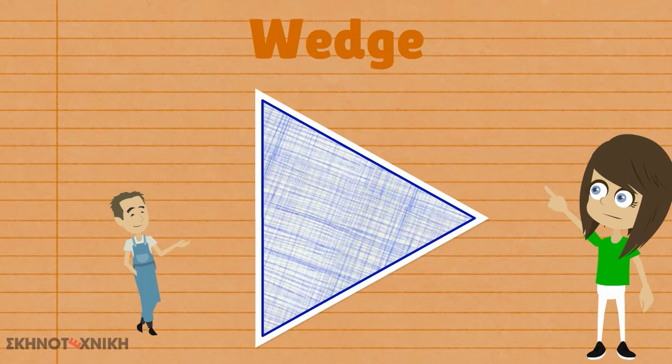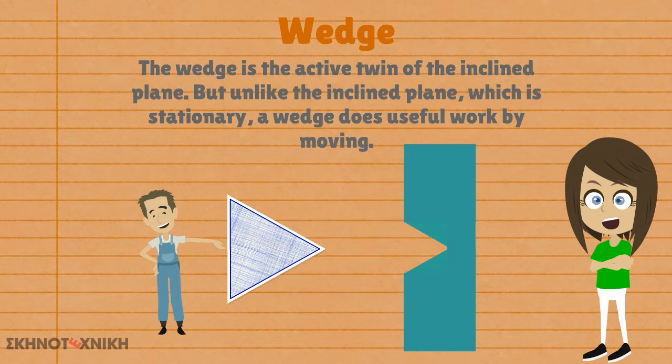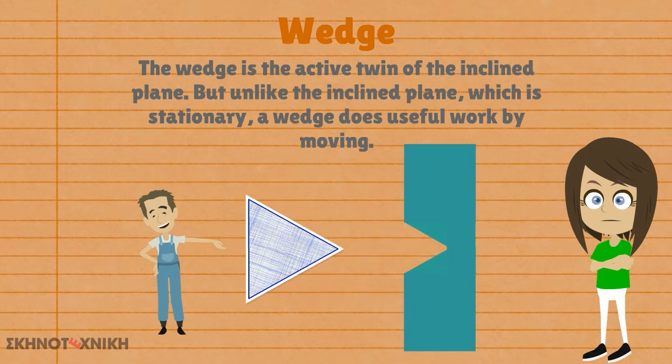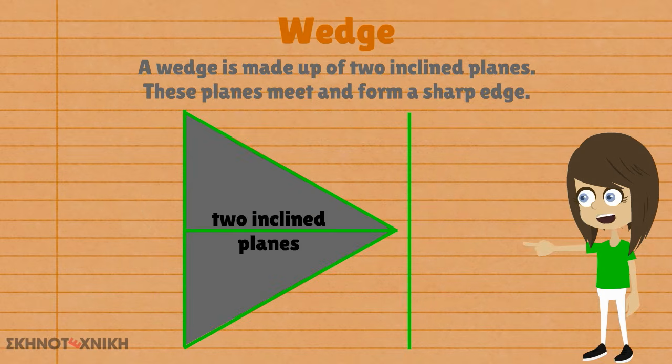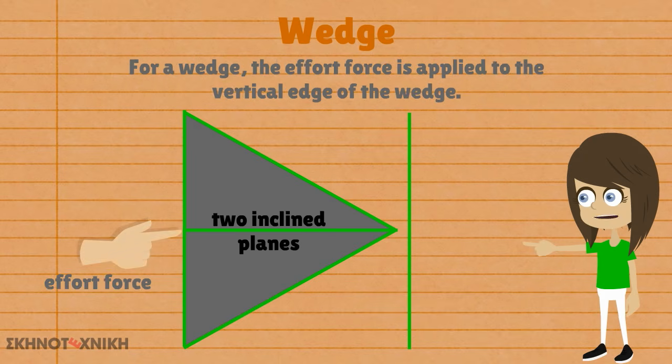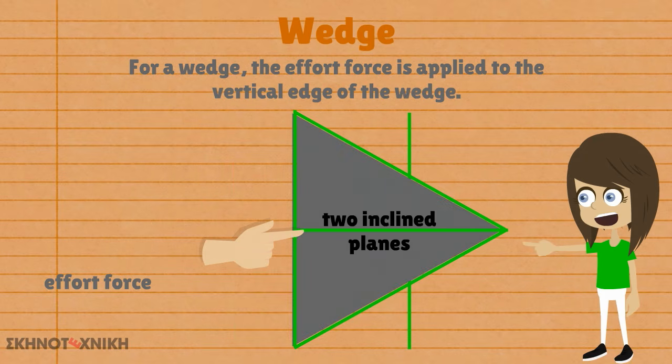Wedge. The wedge is the active twin of the inclined plane. But unlike the inclined plane, which is stationary, a wedge does useful work on moving. A wedge is made up of two inclined planes. These planes meet and form a sharp edge. For a wedge, the effort force is applied to the vertical edge of the wedge.